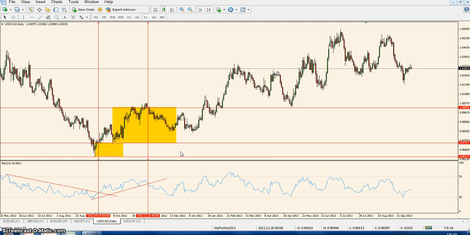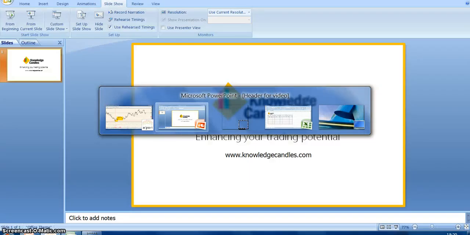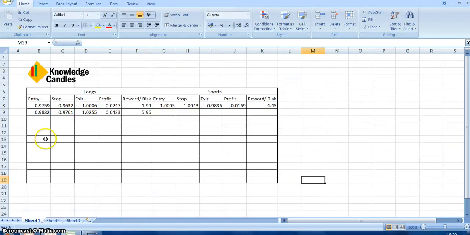Okay, let me just make a record of this on an Excel sheet. Entry 0.9737, stop at 0.9632, exit at 1.0005. So profit of 268 pips, reward to risk 2.55. Okay, let's go back and look for the next trade.